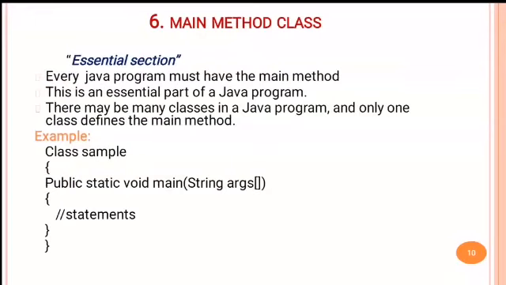Last one, main method class. It is the essential one. Every Java program must have the main method. This is the essential part of a Java program. In a Java program, there may be many classes, but only one class must have the main method. Then only the Java program will be executed. Example: class sample, class is the keyword, sample is the class name. Then you give the public static void main method. Then only the program will be executed.